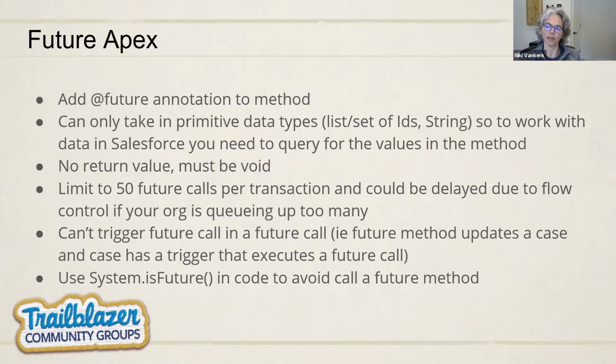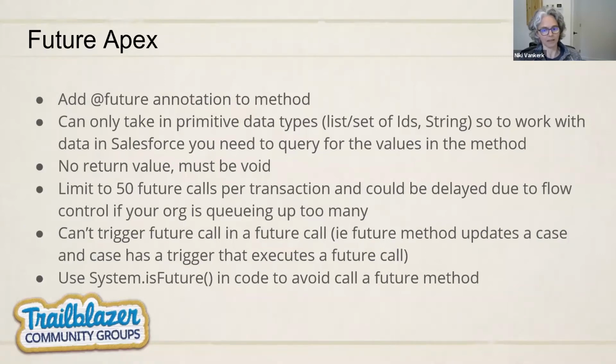I was looking at the Trailhead and I noticed it's a little out of date. The Trailhead for future Apex talks about being careful that you don't trigger a future, but then it goes off to an older blog post about ways you can figure out if you're in a future method. Well, they've created a very simple system method called isFuture. You put that in your code, and if System.isFuture equals true, then you know you're in a future context.